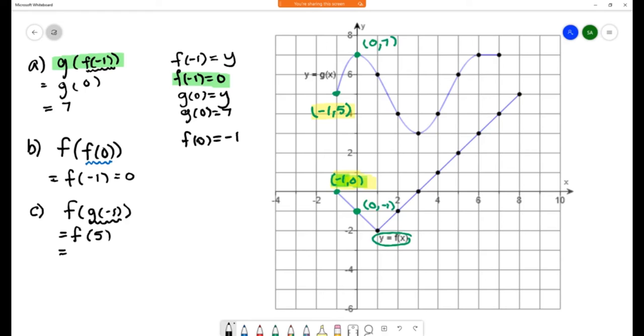So f of 5: I need to go to the graph of f with an x value of 5 right here. That's the ordered pair 5, 2. We want the y coordinate, which is 2. So f of g of -1 is 2.